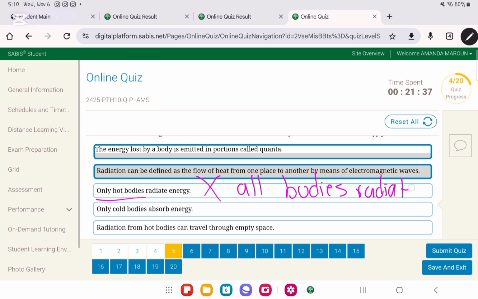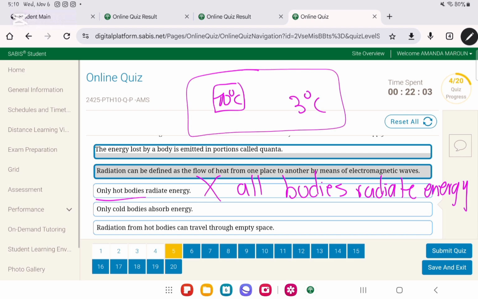radiate energy. So today, my physics teacher gave us an example. This example was like, if you have something that is 10 degrees Celsius in room temperature, it is cold, so you will think it will not radiate energy. But if you put this 10 degrees Celsius in a room that is 3 degrees Celsius, then most definitely it's gonna radiate energy. So no matter the case, not only hot bodies, all bodies radiate energy.